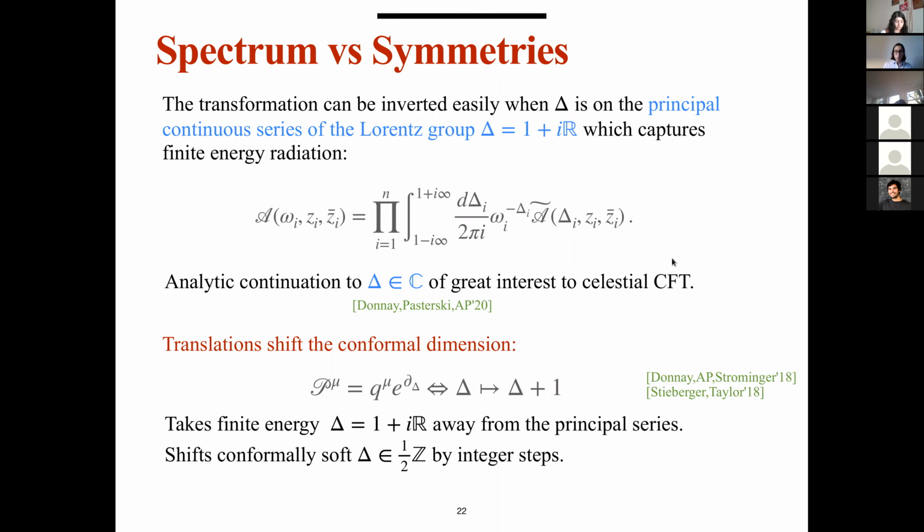But it will also be interesting to move away from this principal series and consider general complex dimensions. That will be particularly important when making connection to asymptotic symmetries. Another thing to point out is that in this new basis, translation symmetry is no longer manifest. The translation operator in this new basis can be represented as an exponential derivative operator with respect to delta, which has the effect that when it acts on operators or states, it will change the conformal dimension from delta to delta plus 1. So it shifts the conformal dimension and takes us away from the principal series. So it will be important to really understand the spectrum of general delta and not just the ones that we obtain naturally from the plane waves.